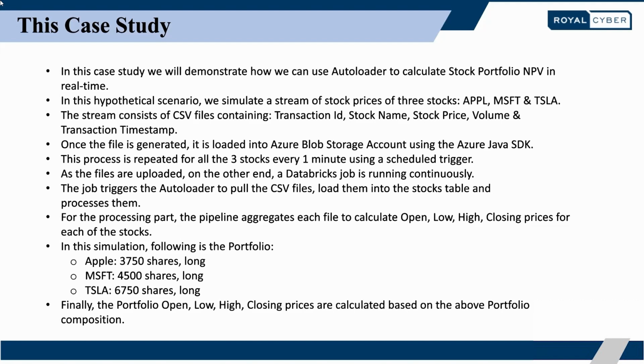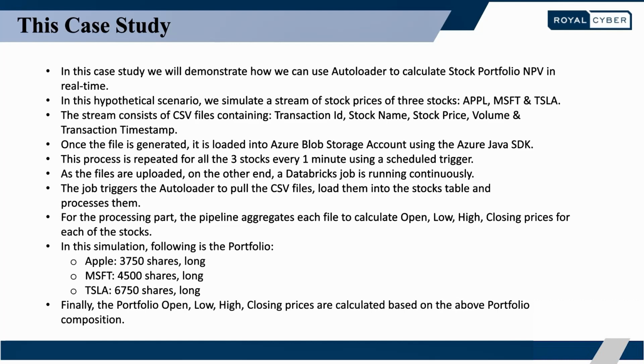As the files are uploaded, on the other end, a Databricks job is running continuously, and this job contains the Autoloader feature. The job triggers Autoloader to pull the CSV files, load them into the stocks table, and process them. And of course, since it's streaming analytics, Autoloader must pull incremental CSV files whenever the Databricks job runs.